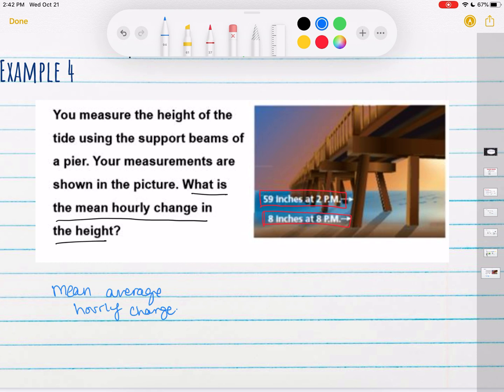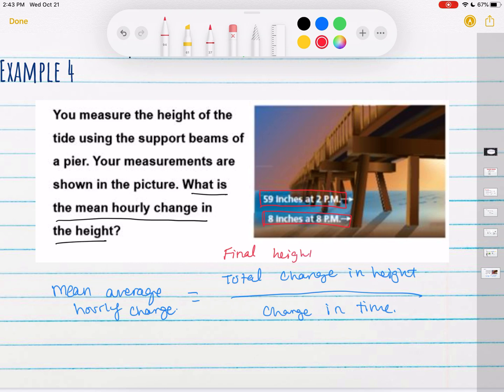So how I'm going to figure out the mean hourly change is I am going to take the total change in height and divide it by the total change in time. Well, let's dive into this a little bit deeper. What is the total change in height? Well, the change in height is going to be our final height minus our initial height. Remember, initial is going to be the first height or the starting height.